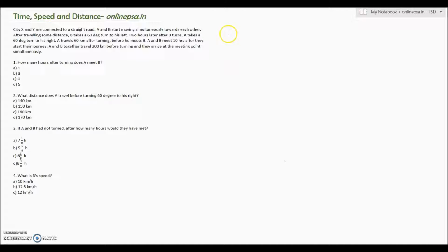So let us draw the diagram first. We have been given that there are two cities. This is X and this is Y. It is not written that A is starting from X, so we are assuming that A is starting from here and B is starting from here.